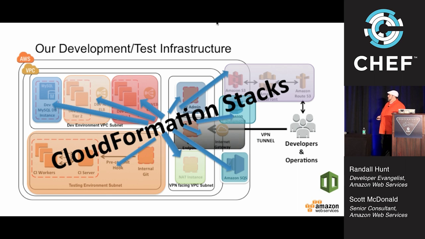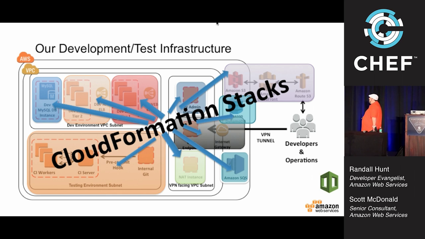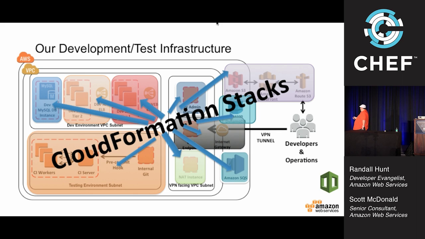So what we have going on here is an AWS account that has a VPC. Inside the VPC, we have several different CloudFormation stacks. All of these different boxes were defined and built with CloudFormation. So here we have, for instance, some different test environments. We have an RDS. We have a testing environment here with a continuous integration server. We have a NAT instance, SQS, S3, etc.